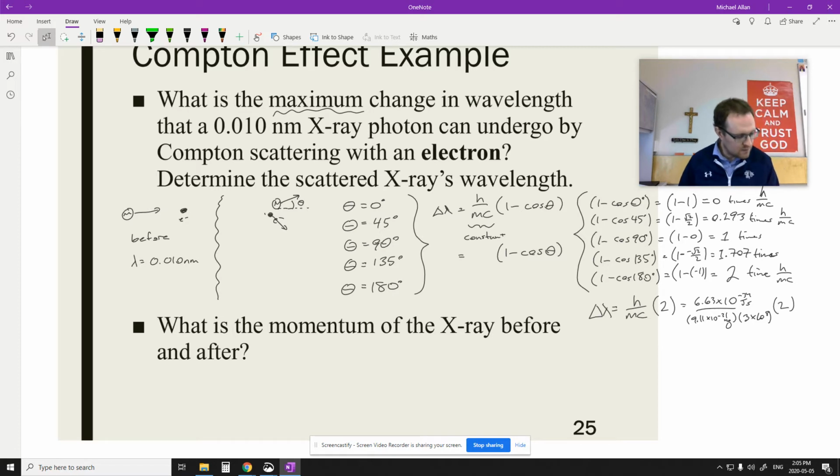Is that the right number? 6.63 times 10 to the negative 34 divided by 9.11 times 10 to the negative 31 times 3 times 10 to the 8. Okay, so my maximum change in wavelength is 2.43 times 10 to the negative 12 meters.